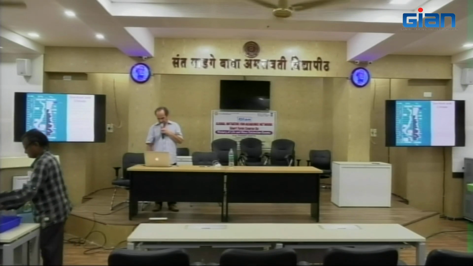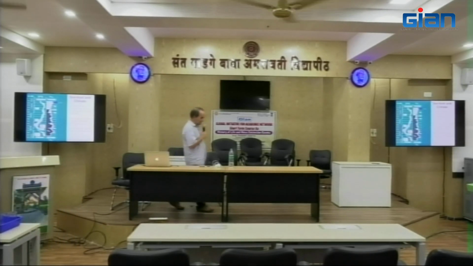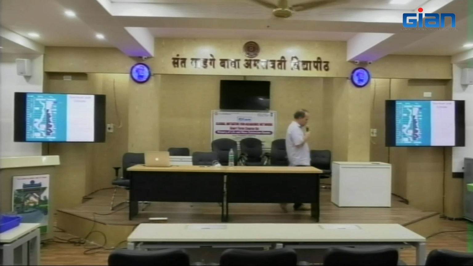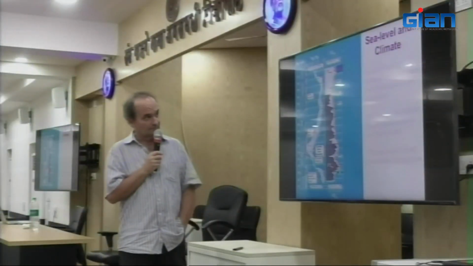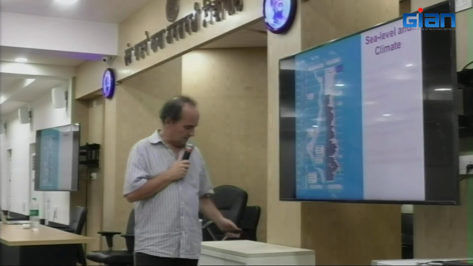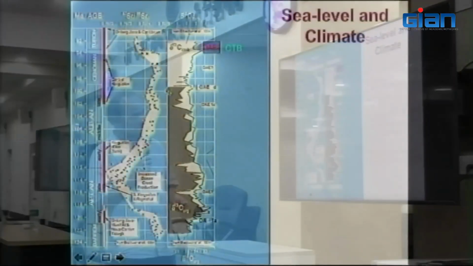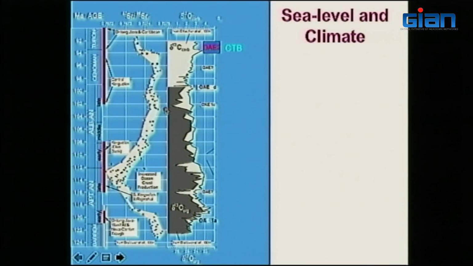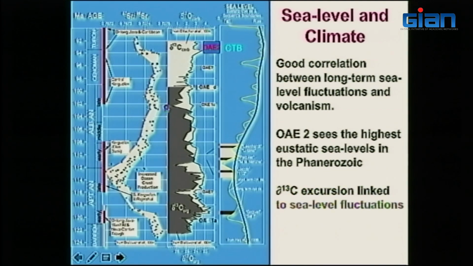Okay, so now if we try to look in detail at that crisis, there is a good relation between the climate and sea level, as you will see. Sea level is here, and you can see here the deposition of the black shale up to the top here. Generally this corresponds to a sea level high, and the maximum sea level for this OAE2. So there is quite a good correlation between long-term sea level fluctuation and also the volcanism here.